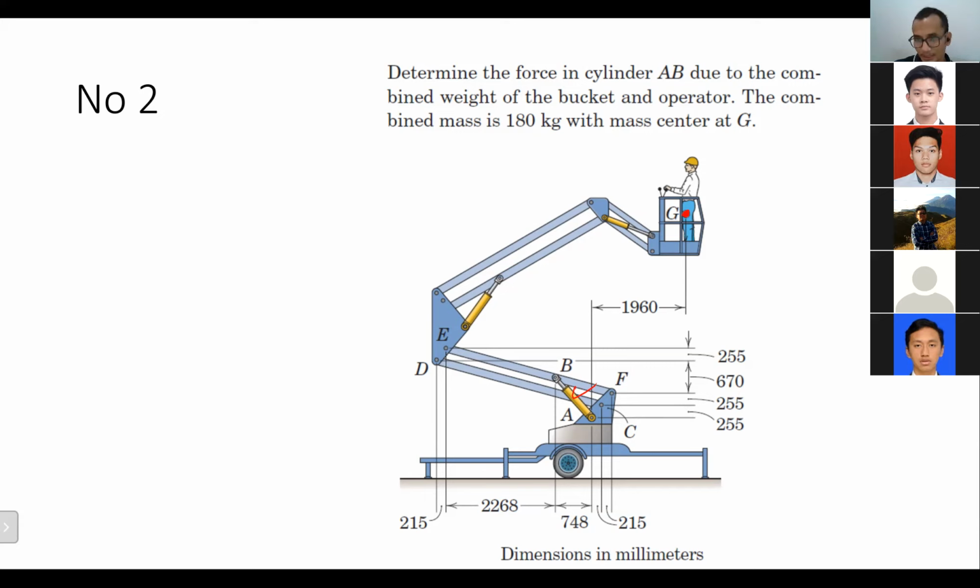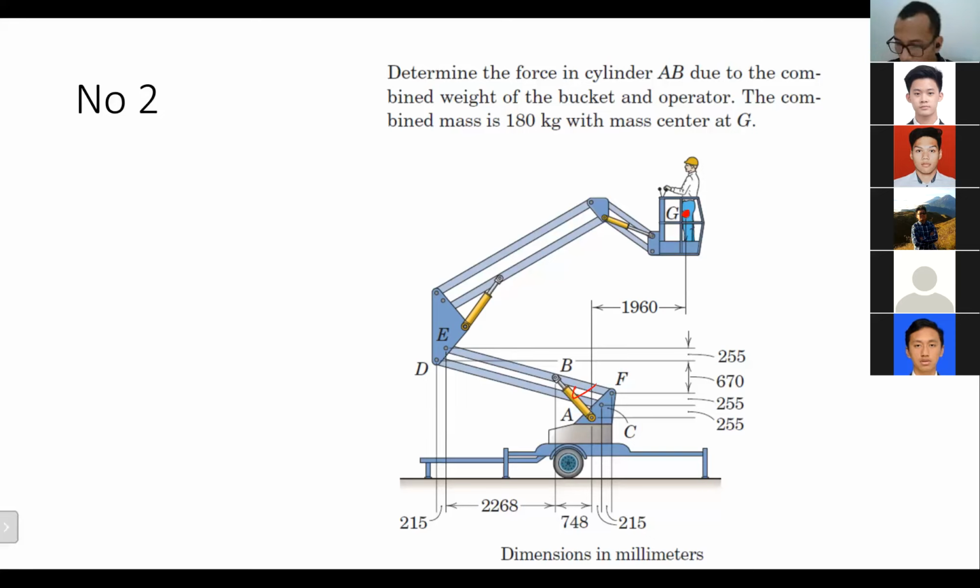Now, please help me, Irfan. Do you understand the whole problem? I think so, sir. Okay, you understand the whole problem, so you know that the one in question is the force at member AB, right? Yes, sir. Now, after you understand the problem, what is the second thing that you're supposed to do? External forces, I think, sir.